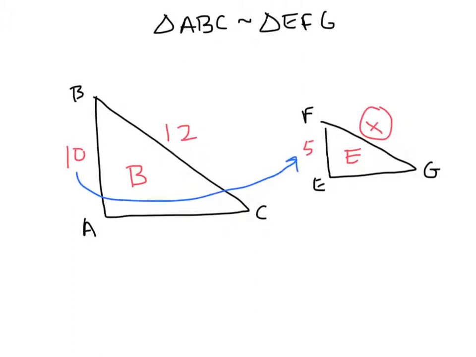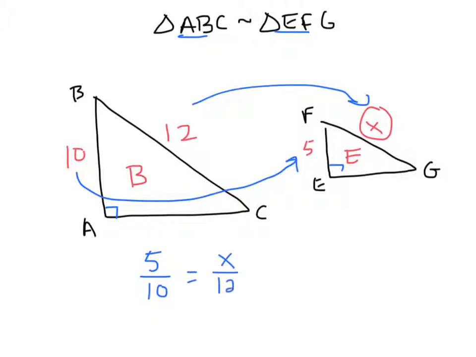So if I'm setting up my end over beginning, first of all, I know that 10 and 5 go together because remember A, B, E, F, I can tell from the names that those go together. They're also adjacent to my right angles, so I know those correspond. So I'm setting up 5 over 10. Then if I do the same thing on this side, I'm going to do equals X over 12.